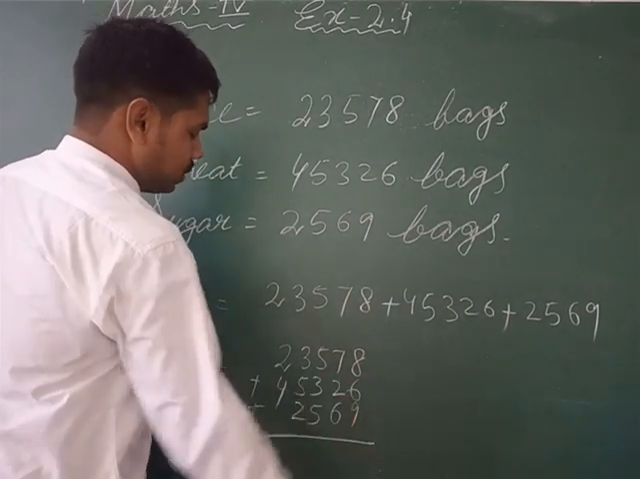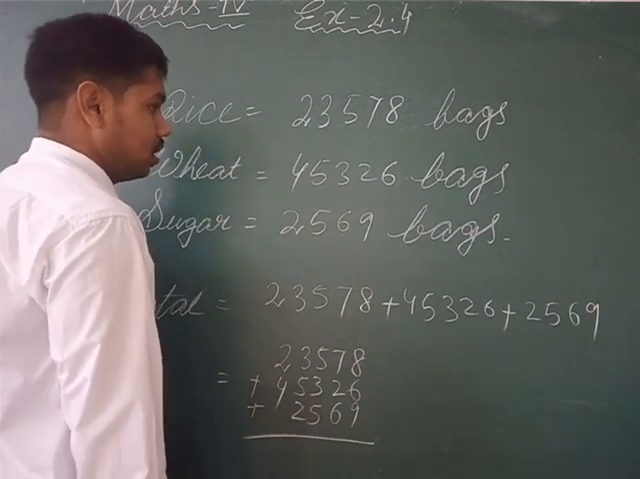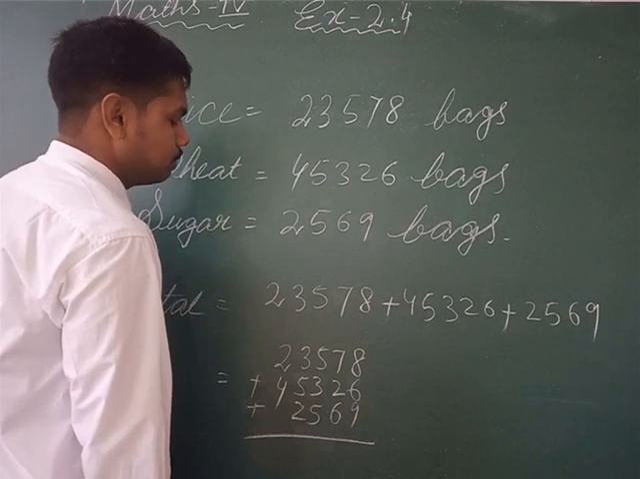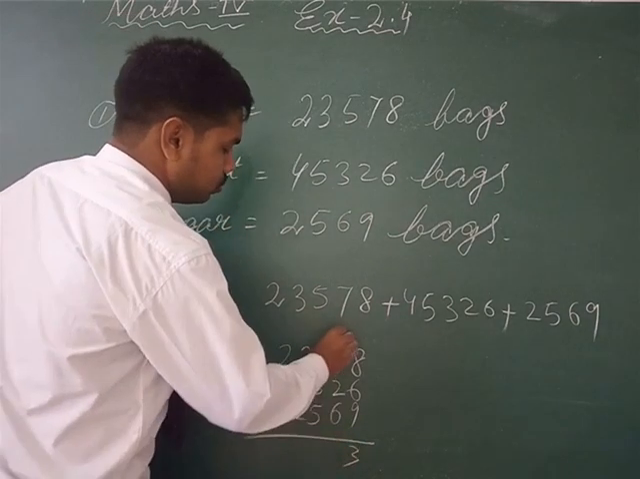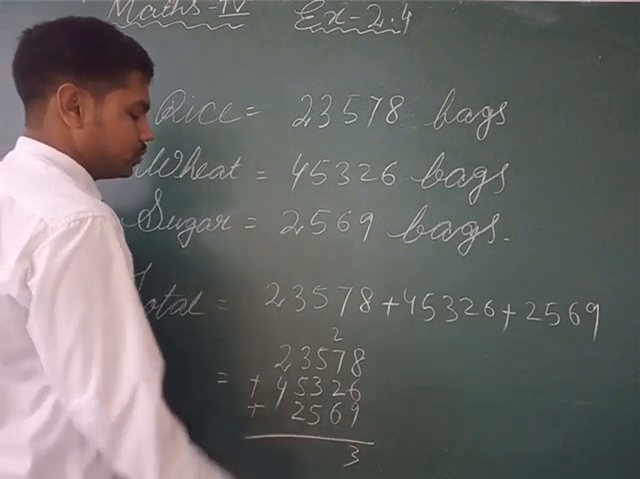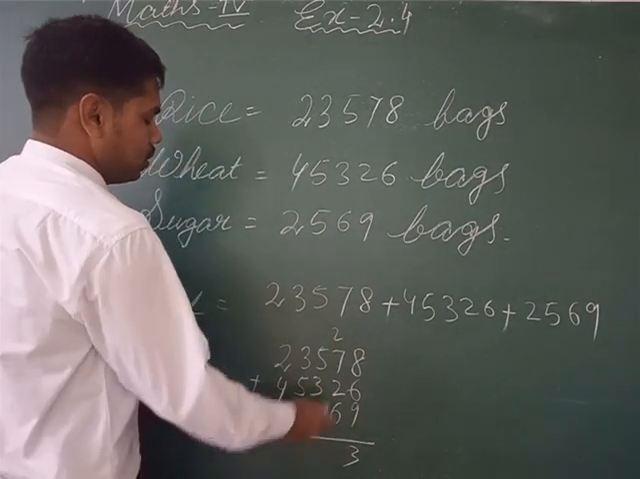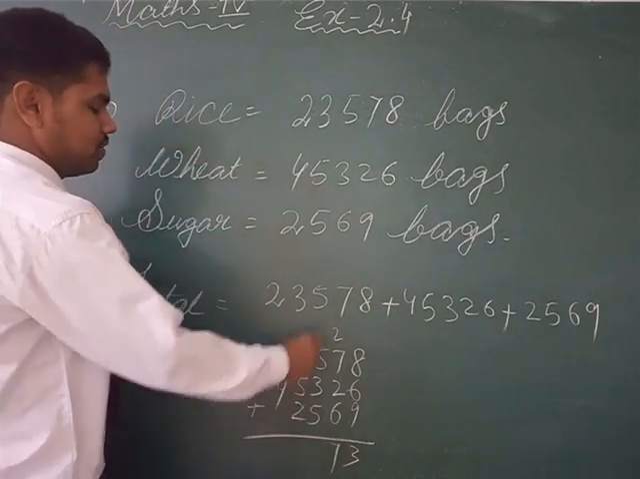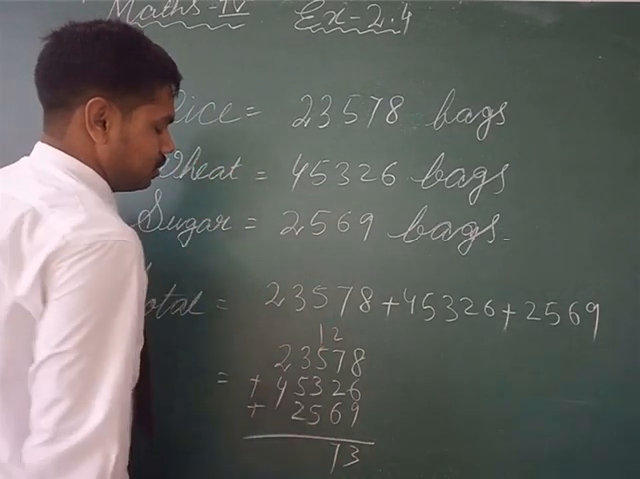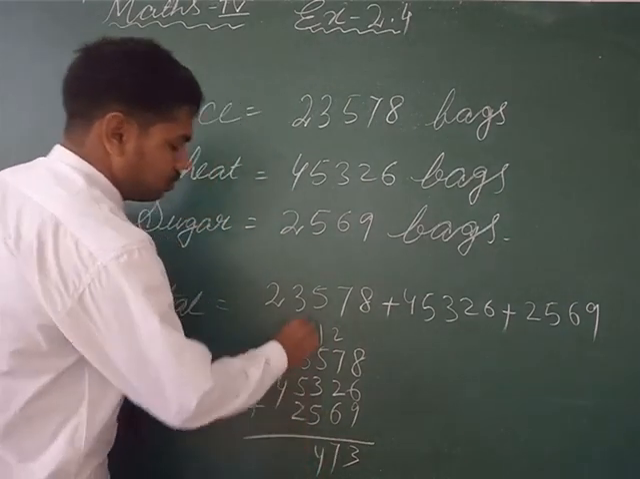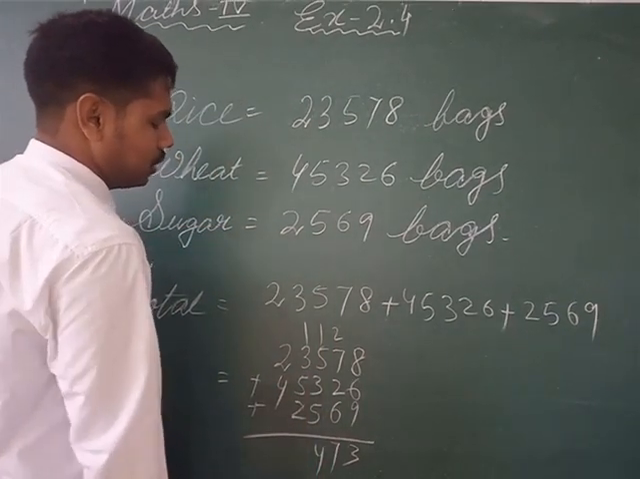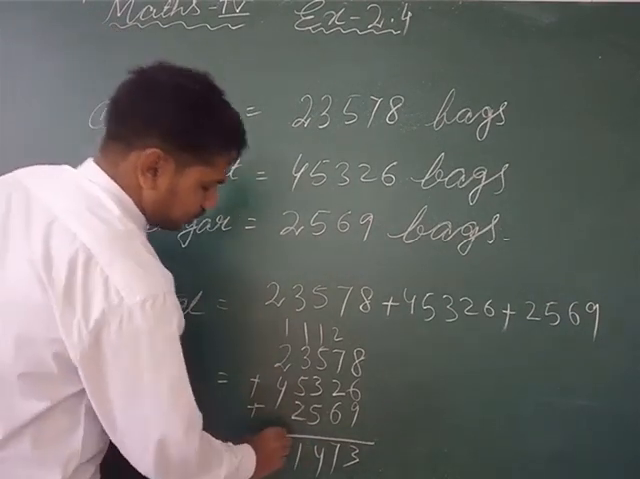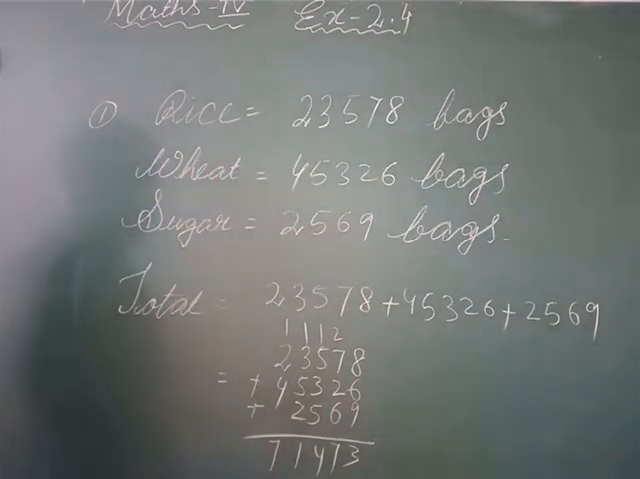Do one thing. 8 plus 8 was 16, 17. 17 plus 6 is 23. So 3, 2 carry. Okay. So 7 plus 2 is 9. 9 plus 2 is 11. 11 plus 6 is 17. So 7, 1 carry. 10, 11, 14. 4, 1 carry. So 9, 11, 1, 1 carry. 7. So 7, 1, 4, 7, 3.